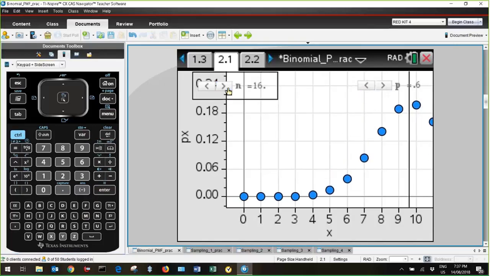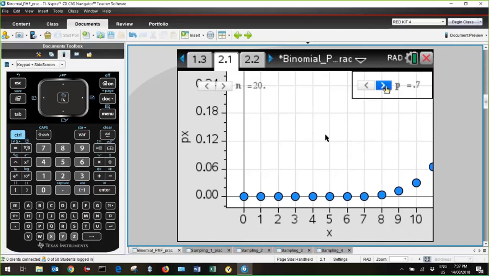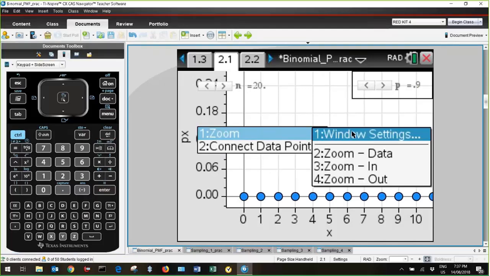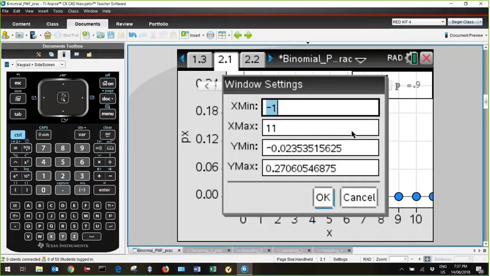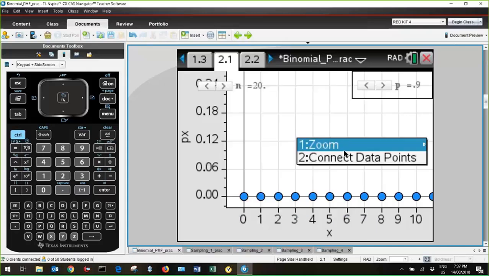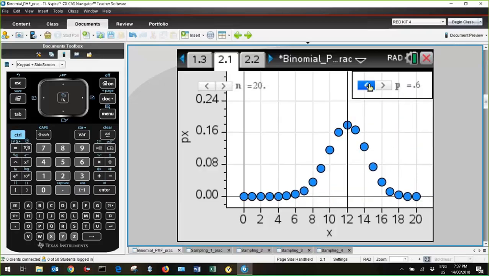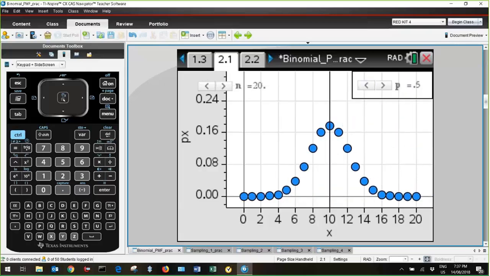Okay, and I'll just zoom to the data. So Control Menu will get you the context menu. Whoops, I didn't want to do that. I wanted to just zoom data. Okay, now that looks fairly symmetrical. So I wonder how well a normal curve would fit that binomial distribution.